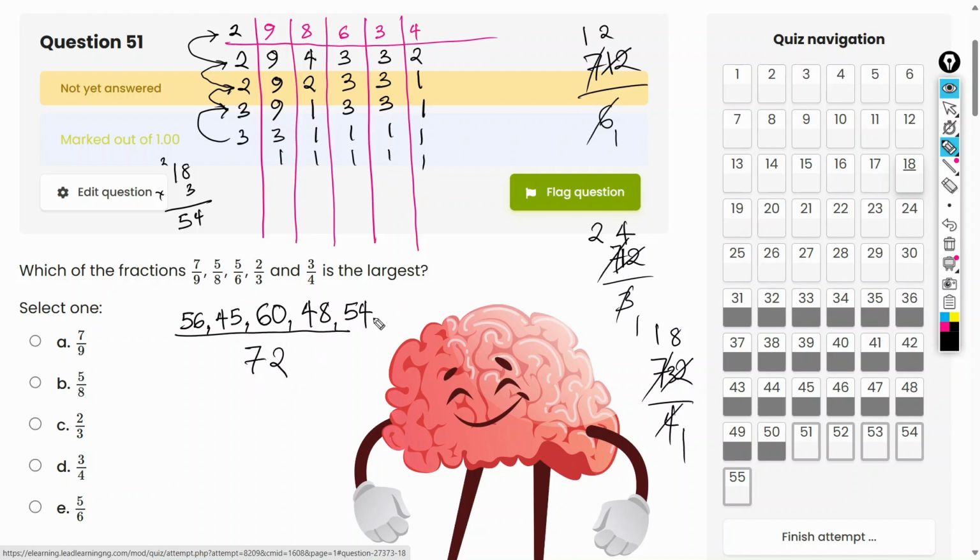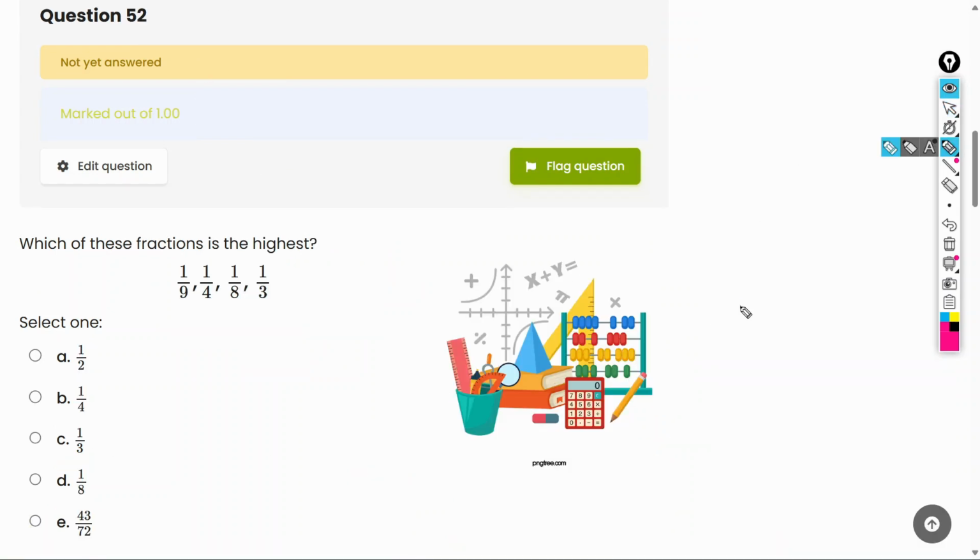out of 72, and 54 out of 72. Of course, the largest is 60. So that's the third one. That's 5 out of 6. So 5 out of 6 right here. Which of these fractions is the highest?